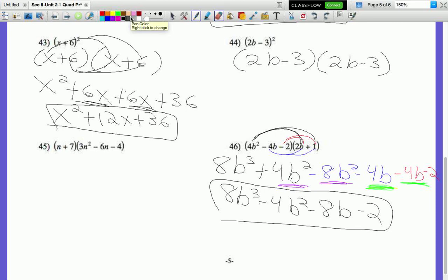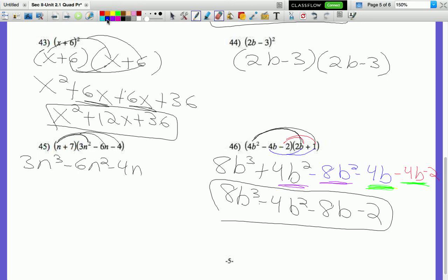So with 45, you take n, you times it in. So we get n times 3n squared, which is 3n cubed. You add exponents. 1 plus 2 is 3. You take n, you times it in here, you get negative 6n squared. You take n times 4 and get negative 4n.